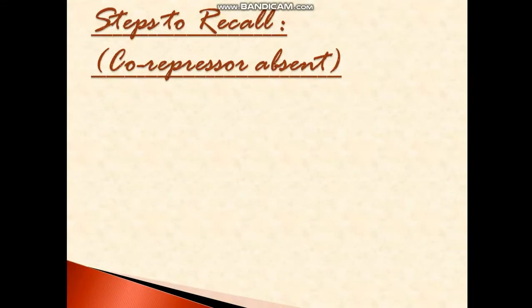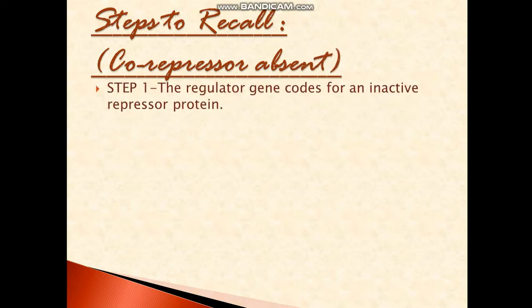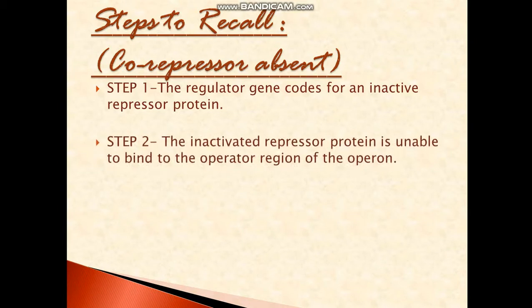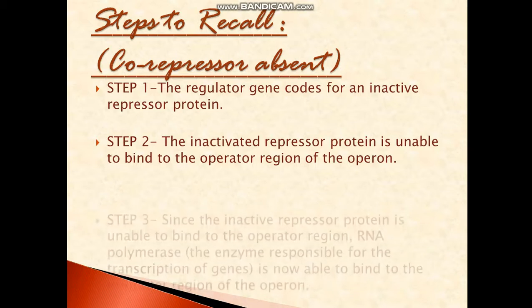Now let us recall these steps again. When the co-repressor is absent, what will happen? Step 1, the regulator gene codes for an inactive repressor protein. The regulator will form the repressor, but the repressor is inactive, so it will be called the aporepressor. Now, the inactivated repressor protein is unable to bind to the operator region of the operon. Of course, it is inactivated, so it cannot bind to the operator region. Clear?